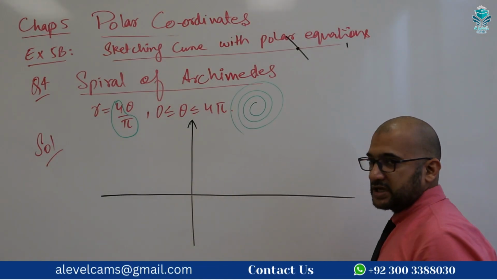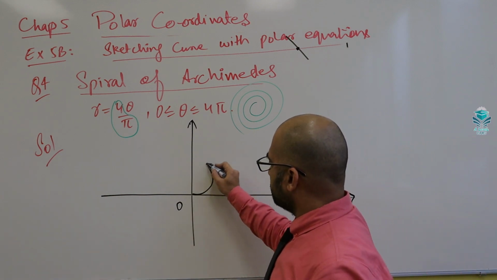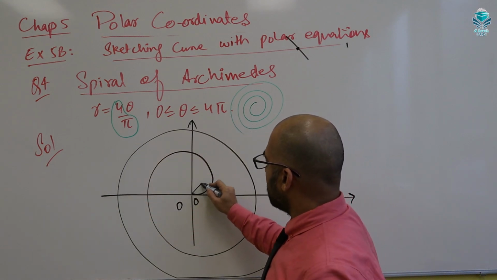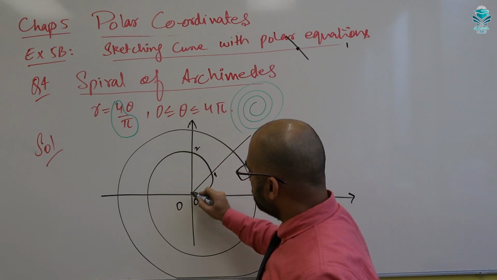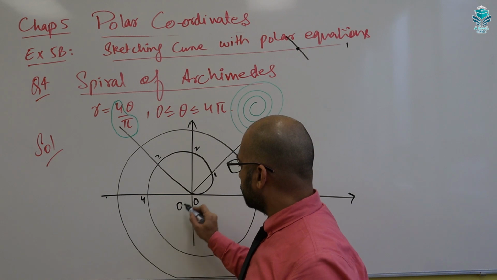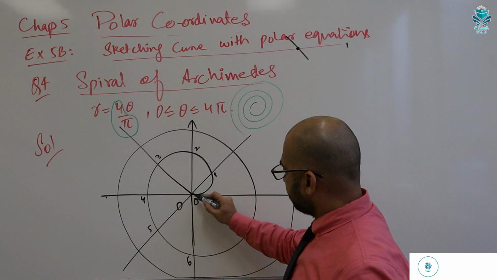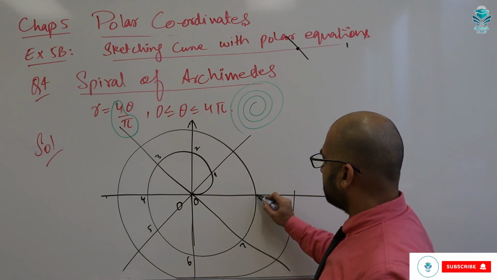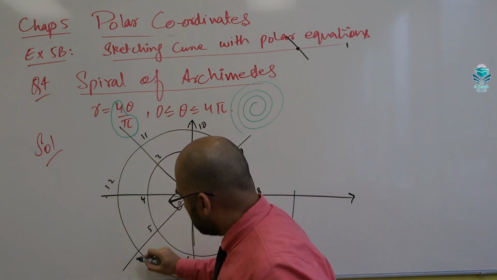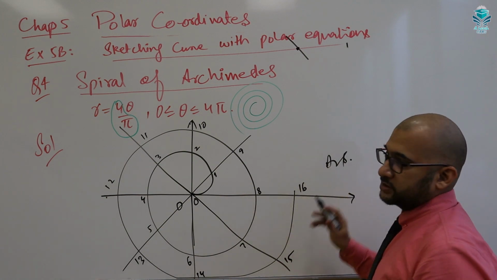So students, if I do the sketching of this, this is the pole, this is the initial axis. Zero, pi by 4, 1, pi by 2, 2, 3 pi by 4, 3, 4 pi by 4, 4, 5 pi by 4, 5, 6 pi by 4, 6, 7 pi by 4, 7, 8 pi by 4, 8. Then 9, 10, 11, 12, 13, 14, 15, 16. This is your answer. Very simple.